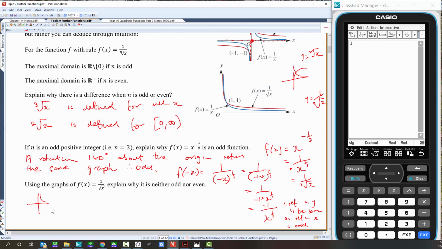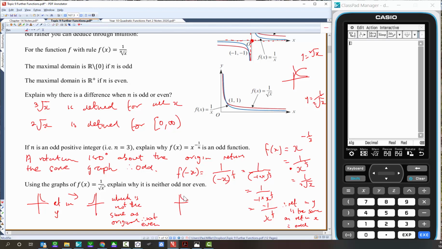So here is 1 over root x, and we're going to reflect in y. What do we get? We get that. So when I reflect it in y, I get that, which is not the same as the original, therefore not even. Remember, an even function has the property that when you reflect it in the y-axis, you get the exact same function in return. And if I said that and that are the same, you'd be like, no, they're not, and you'd be right.